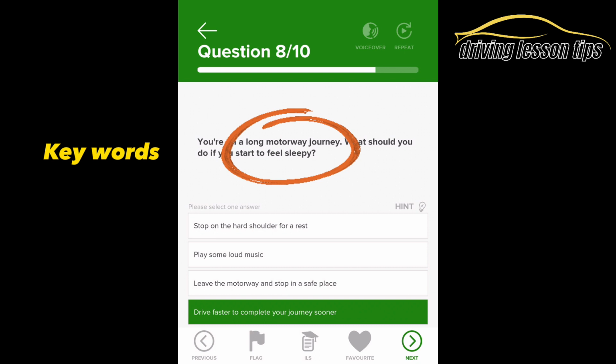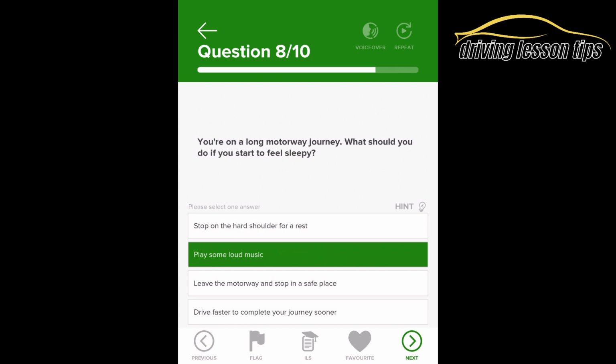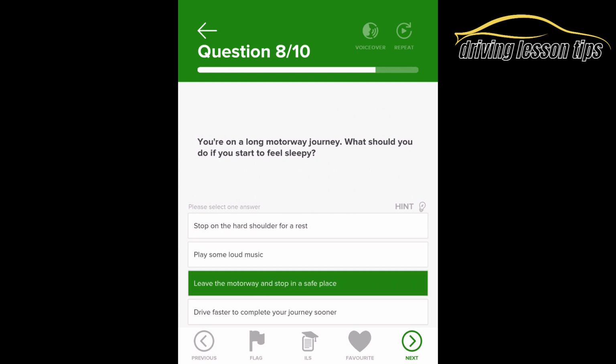Now, if you're going to start to feel sleepy, there's not a lot you can do. You can't really snap out of it as such, okay? Stop on the hard shoulder for a rest? No, that's definitely not an option. You should not stop on the hard shoulder for a rest. That's very dangerous. It is only for emergencies, okay? Play some loud music. Now, that could potentially help, but it could distract you as well at the same time. That's probably not a good option here either.